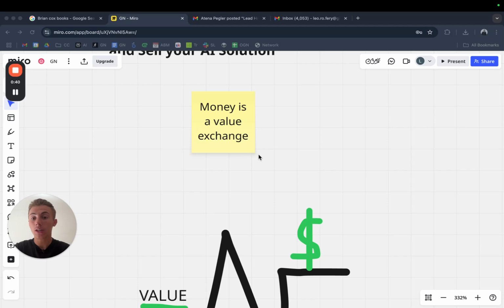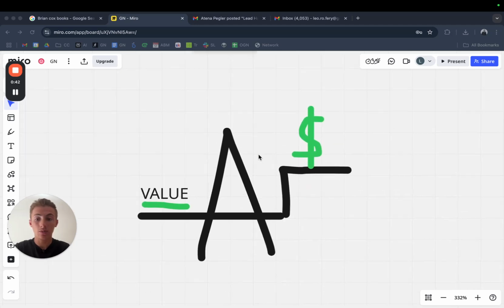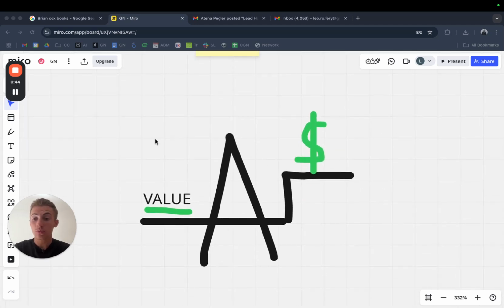First, money is a value exchange. What does it mean? It means that if you want to be paid, the value you give someone needs to be greater than the money. Let me give you an example. When you buy an ice cream, you're willing to pay $3 or $5 for an ice cream. Now, if the ice cream would be $25, you would probably keep your money instead of having that value. So the ice cream is worth $5 to you. So you're willing to trade $5 for an ice cream, but not $25.